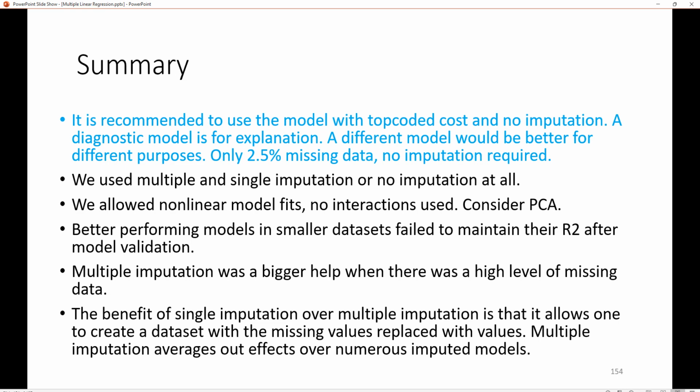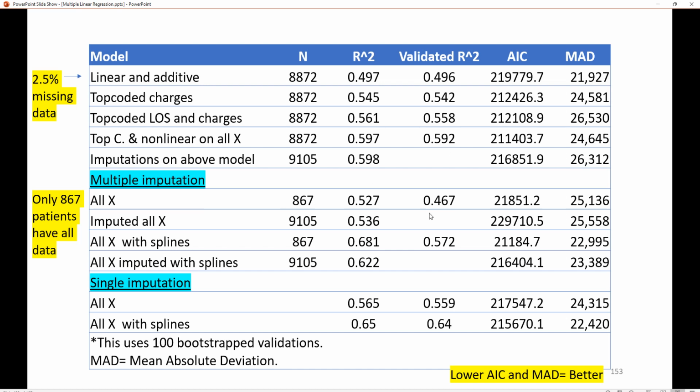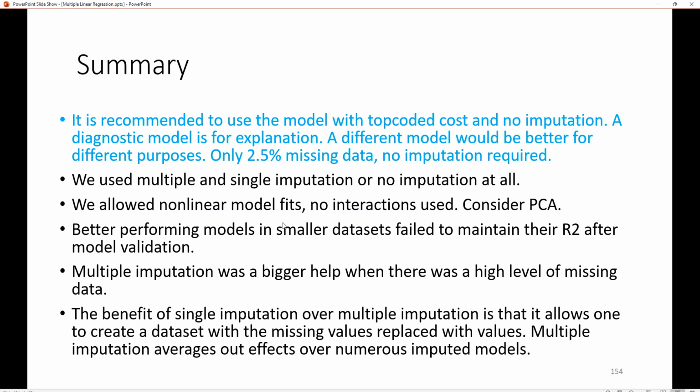Better performing models and smaller data sets fail to maintain their R-squared after model validation. And we see that in these different models where, for example, when we're looking at all predictors, all X with splines, that brings our data set down to 860 rows of data. We get I think actually the highest R-square at 0.681 because we're doing that. But our validated R-square takes a big drop and goes down to 0.572. So we do have better performing models and smaller data sets, but that really just represents a very certain type of the population, and we fail to maintain that high R-square after model validation.